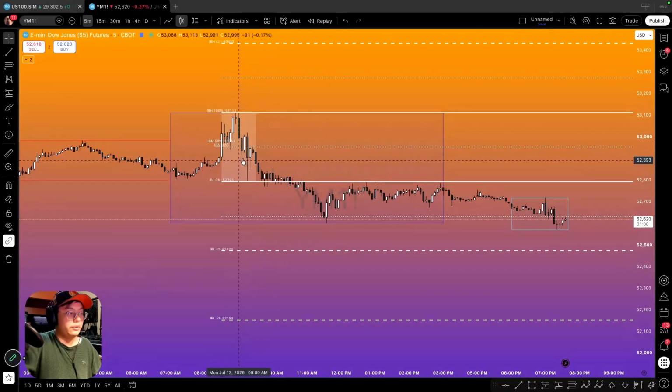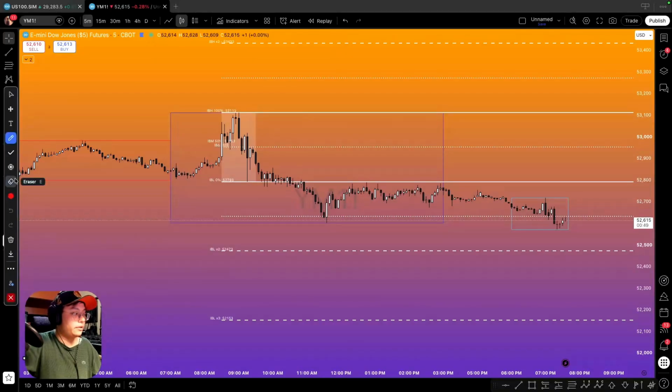Whenever it breaks out, as you can see, it eventually did break out around 10:55, and it starts heading towards the downside. So let me draw that for you guys. Like right here. And it went to 50%.